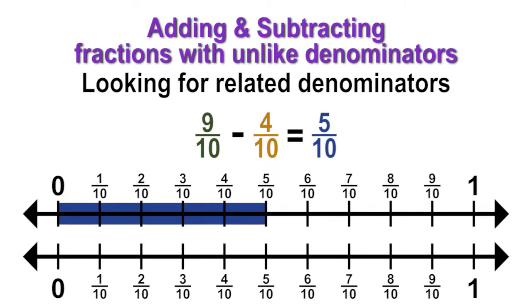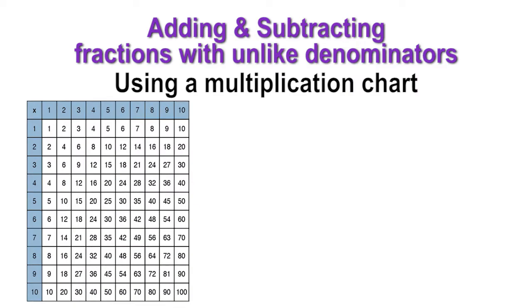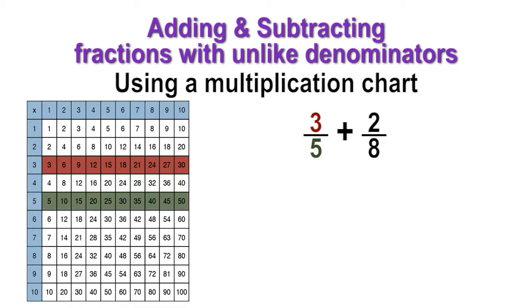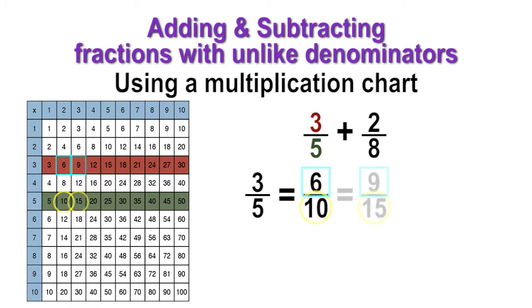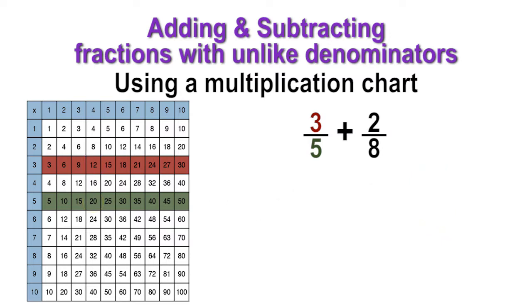Another way students explore finding common denominators is using a multiplication chart when the denominators aren't related. Let's look at the expression 3/5 plus 2/8. Let's highlight the multiples of 3 with one color and all the multiples of 5 with another color. Students will notice that the highlighted multiples show equivalent fractions for 3/5. For example, the first set is 6/10, then 9/15, and so on. Next, highlight the multiples of 2 and the multiples of 8.